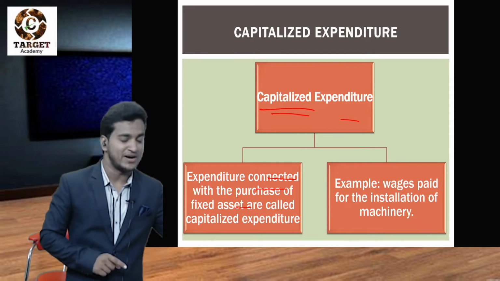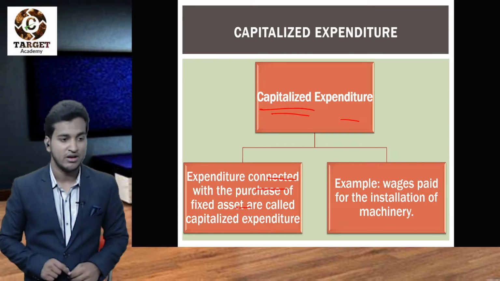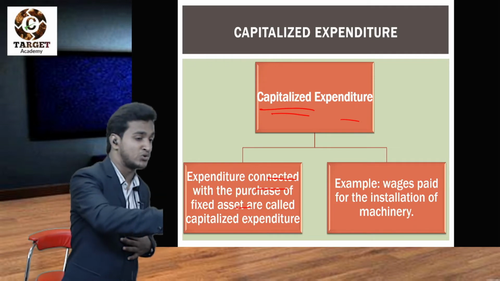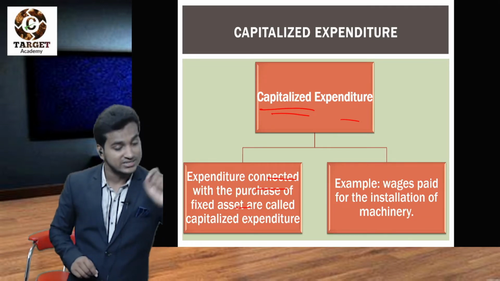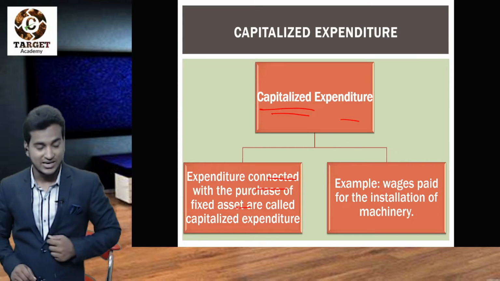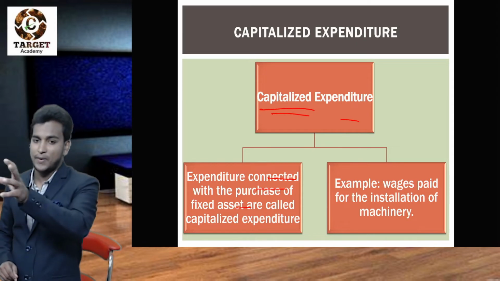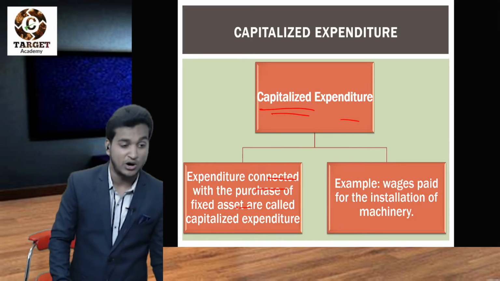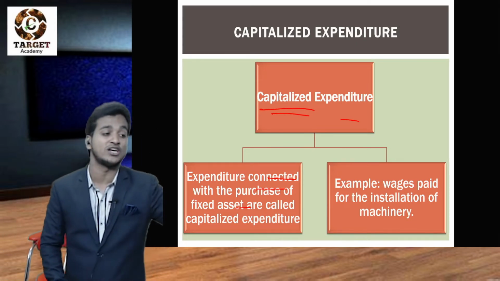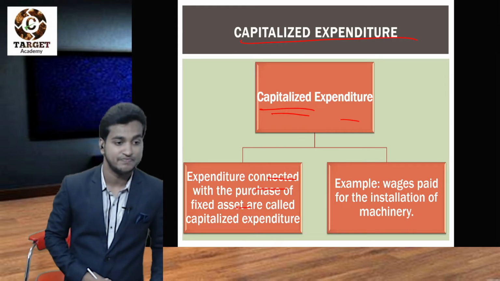For that purpose, one particular person will come, he will do the total installation process. For that I have to pay some amount to that person. That cost is called installation cost. Such expenditure is also capital expenditure, not a revenue expenditure. That is called capitalized expenditure.